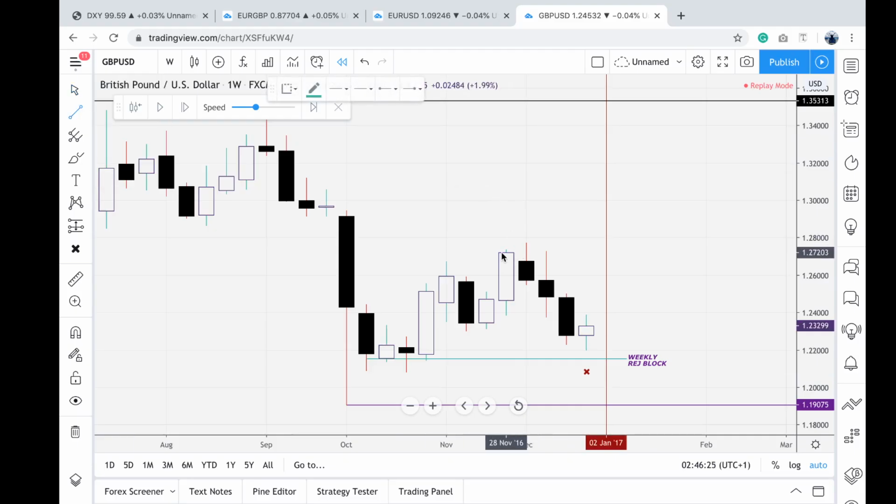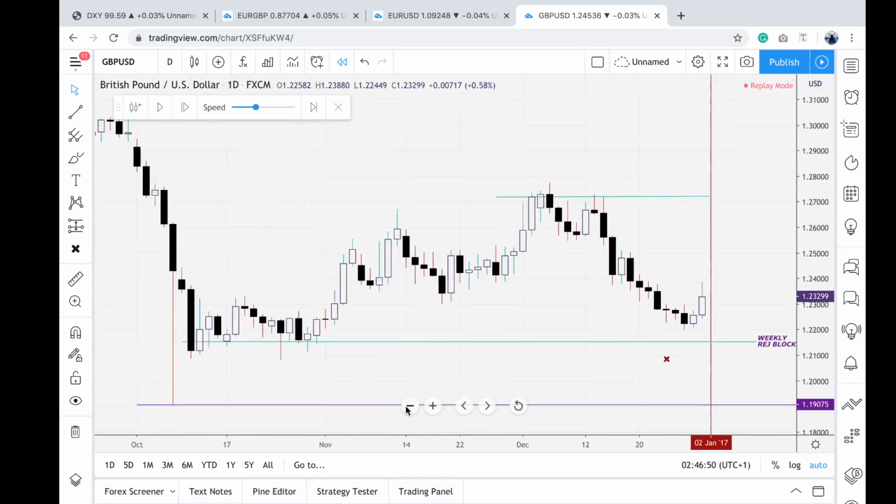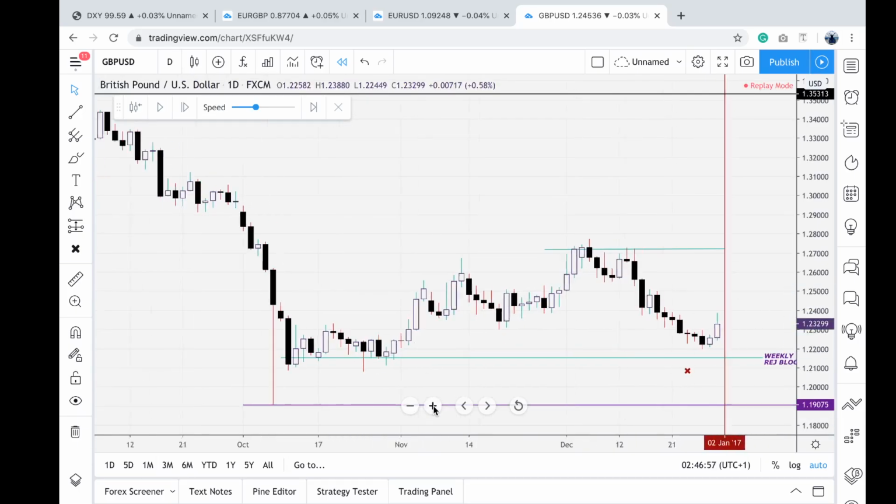Also, there's another weekly rejection block off that level. So these are short-term targets or swing targets on British pound USD. And obviously, we want to narrow down to a daily to find daily price levels where price could reach for. Obviously, you can see this very clean level that could be a level for a sell side target.